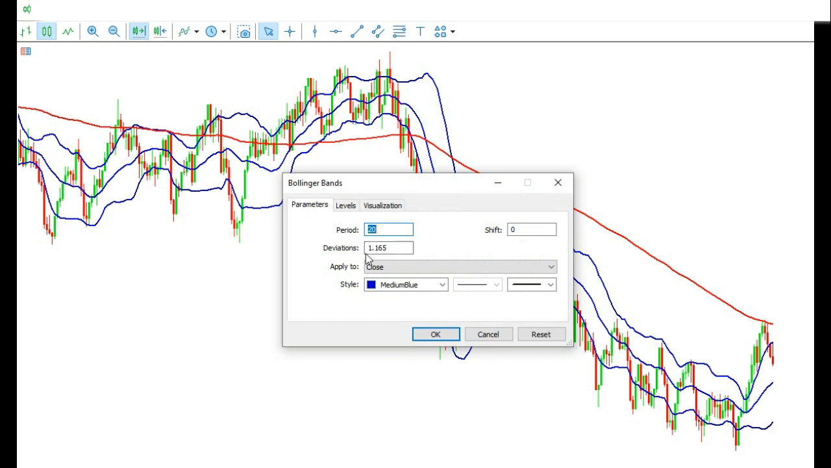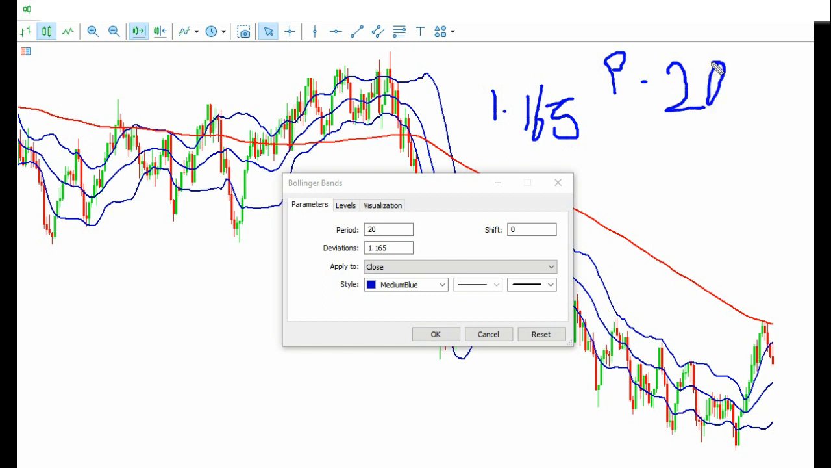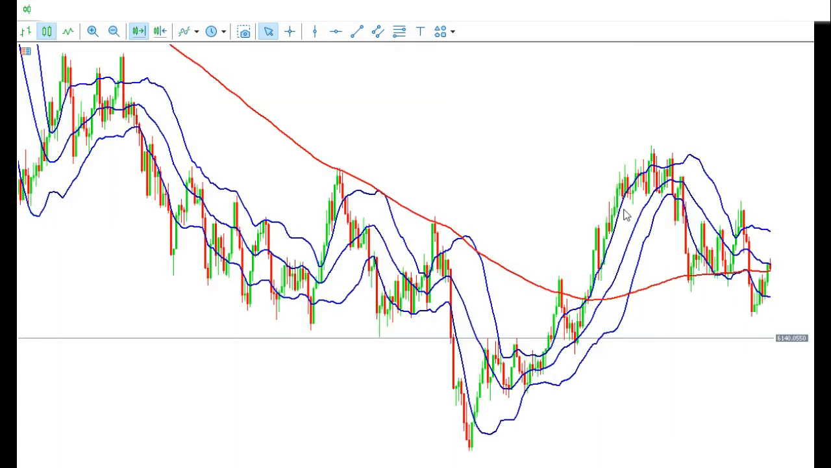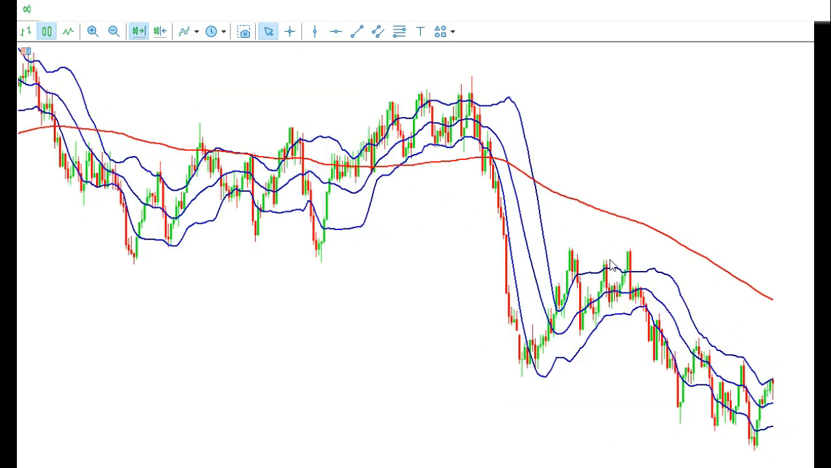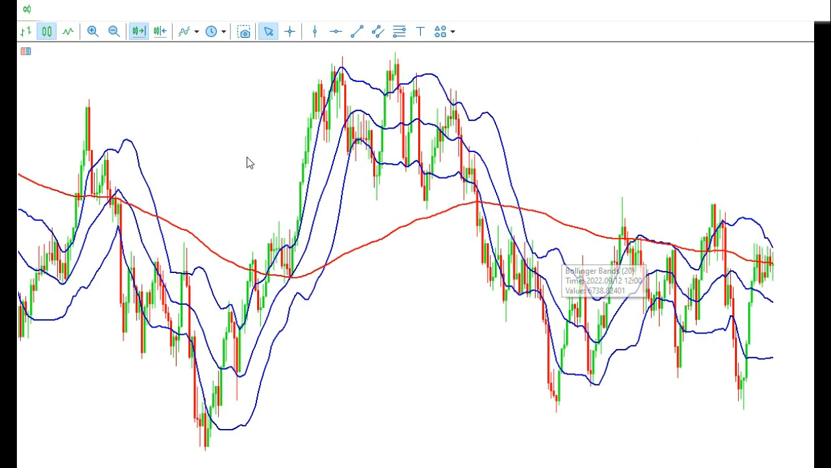Somebody sent this message. My deviation is 1.165. That is what I'm using, and my period is 20. My period is 20. Okay, you choose any color of your choice. That is what I am using. Choose any color of your choice, please. Okay, this is how simple this thing can be, and anybody can do it.